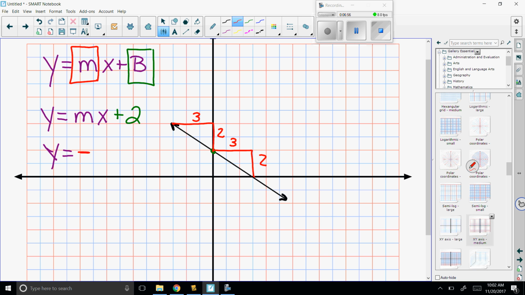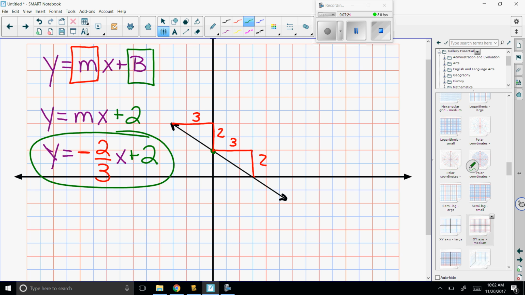What's the rise? 2. What's your run? 3. And then I put my x. And then what is our y-intercept? 2. And that's what they want you to do. So in the past, you've taken y equals negative 2/3 x plus 2, and you've had to graph it. Now they're saying, given the graph, find the equation. Find the equation for the line.